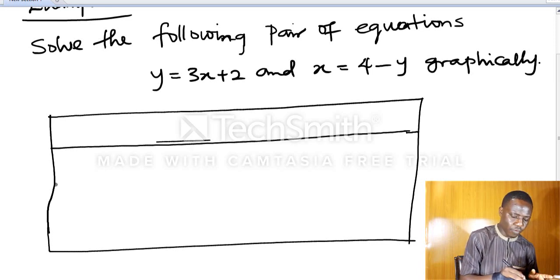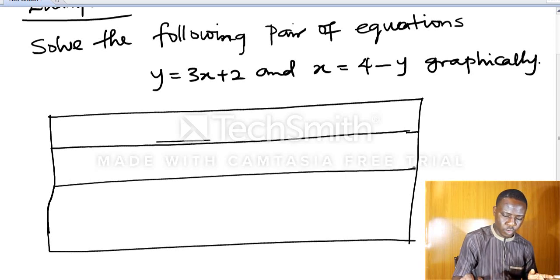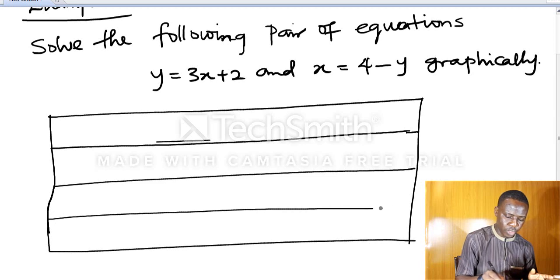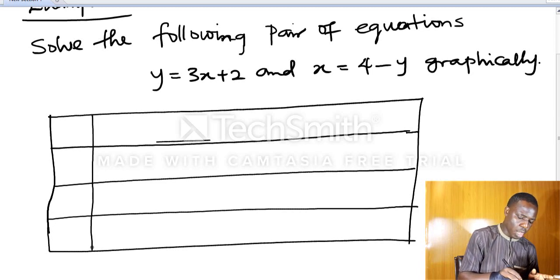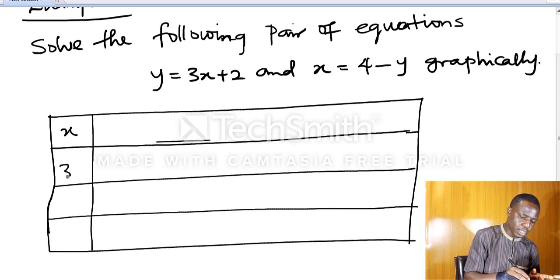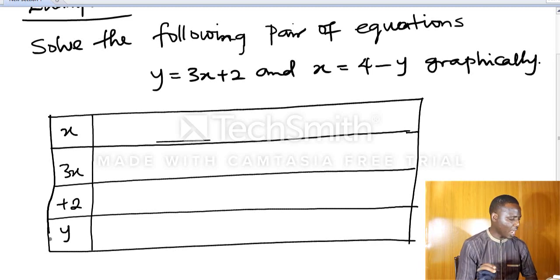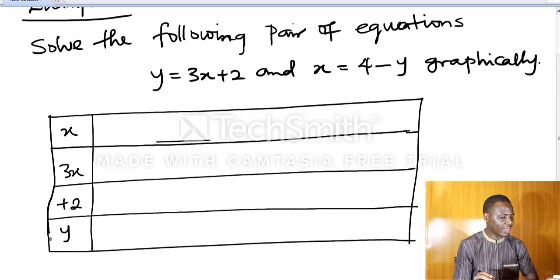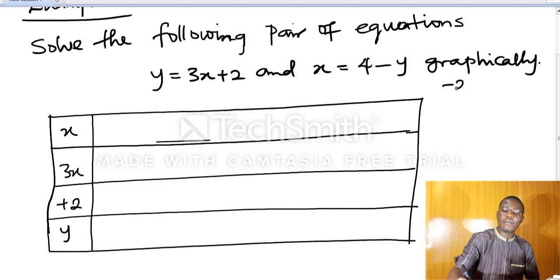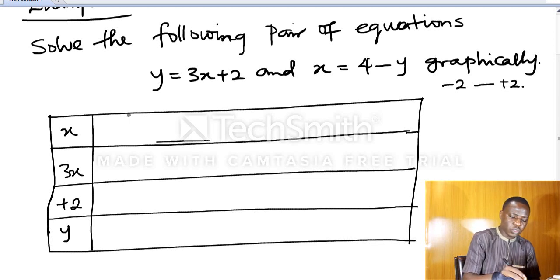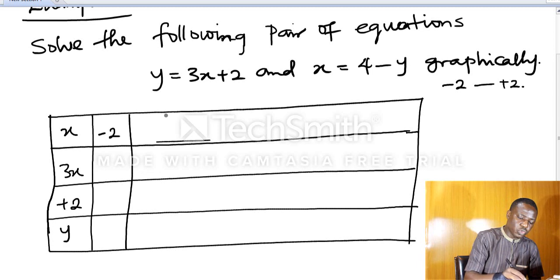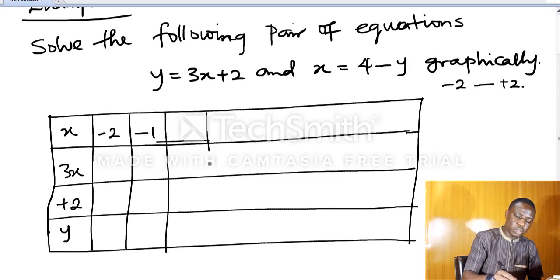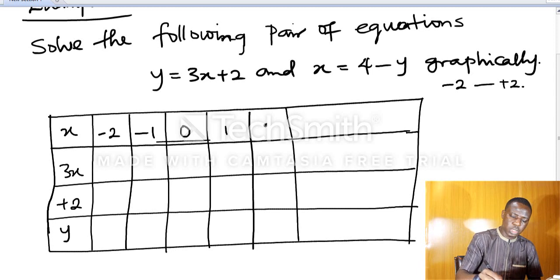This is said to be the value for x. This will be for 3x. This will be for the constant 2 and y. So this is for x, this is 3x, this is for our constant 2, and this is for our y. So I'm going to pick my intervals to be from -2 to +2. Okay, so this is going to be -2, -1, 0, 1, and 2.